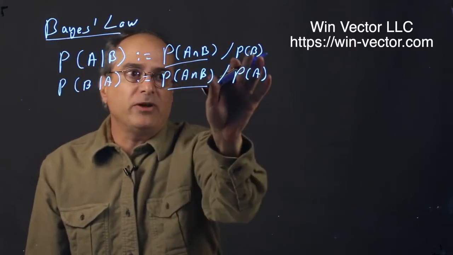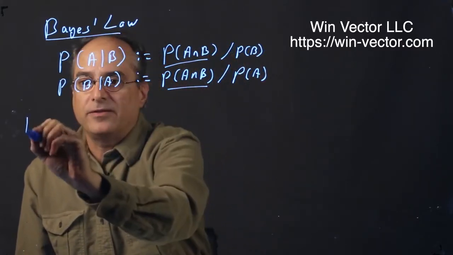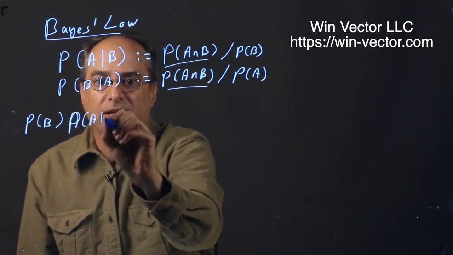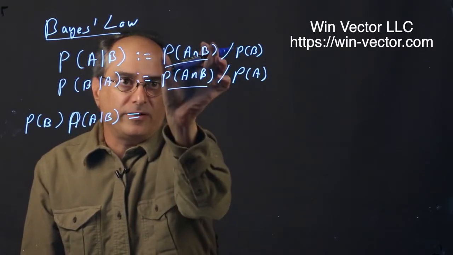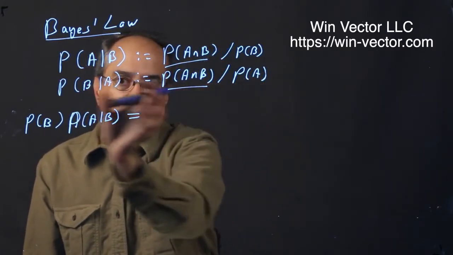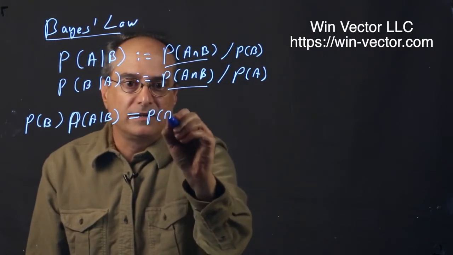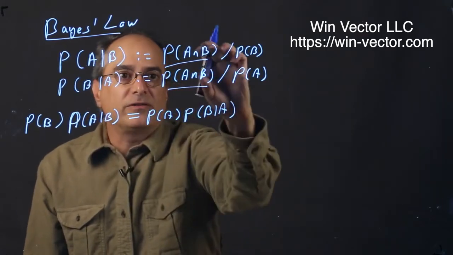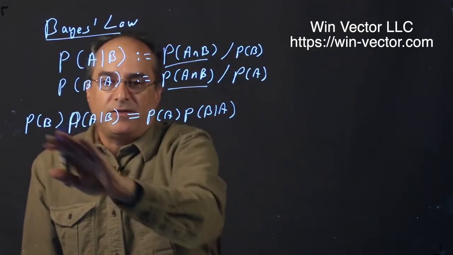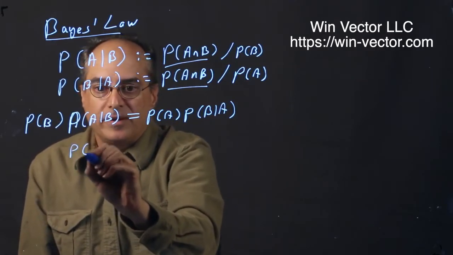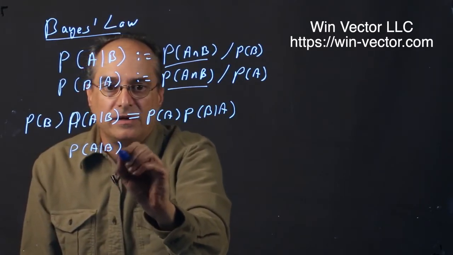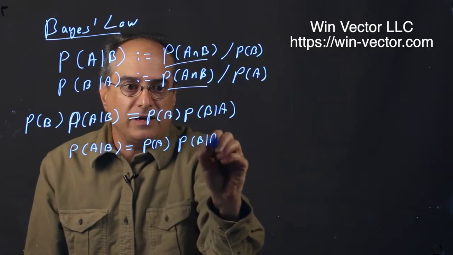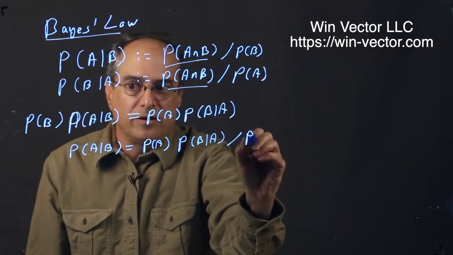So for the top equation, we multiply both sides through by P(B), giving us P(B) P(A given B) equals this term here. And we can do the same for the second equation. We multiply through by P(A). So P(A) times P(B given A), and we know these two are equal because they're each equal to this shared term here. Now we divide out P(B) to get our final form. P(A given B) is equal to P(A) P(B given A) over P(B).